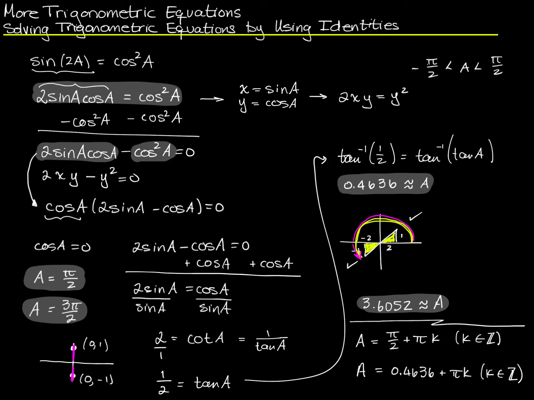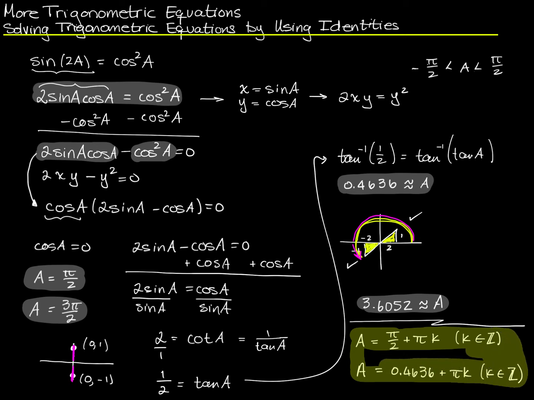So I have these four solutions, pi over 2, 3 pi over 2, 0.4636, and 3.6052. I could add plus 2 pi k to each of those. That would give me my 4 lines. I would need 4 lines to write out my solution. Or if I do it this way, I have a much more elegant presentation of my answer. I only need 2 lines to capture all the solutions.